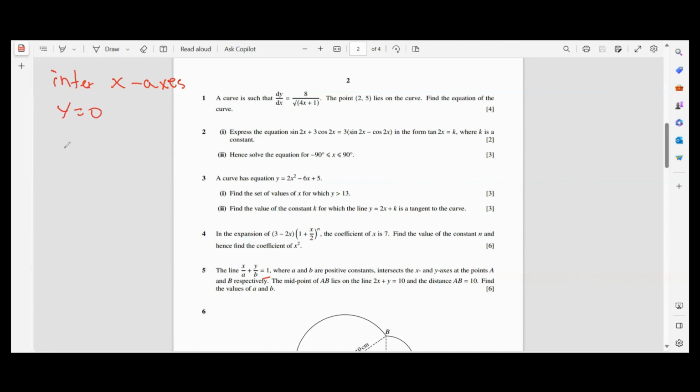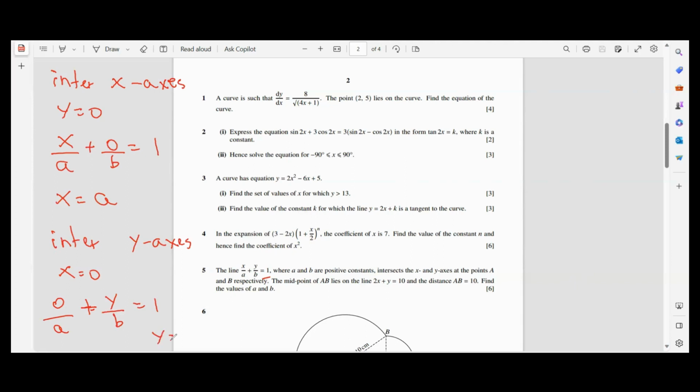So we got x over A plus 0 over B, so we got x equals A. And then for the intersection with the y-axis, x equals 0. So 0 over A plus y over B equals 1, so y equals B. So we have the coordinates A and B already.